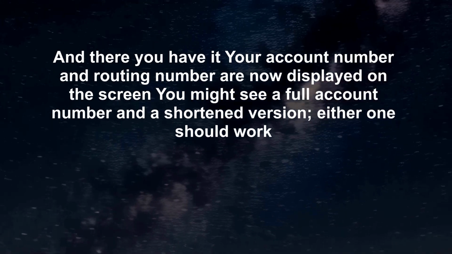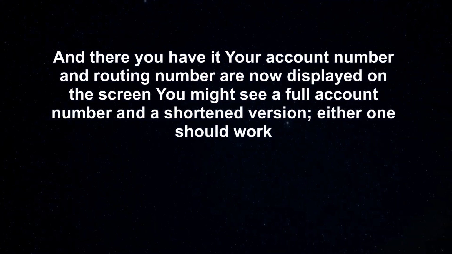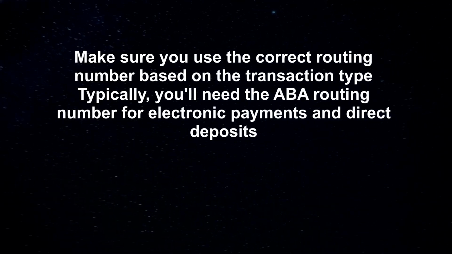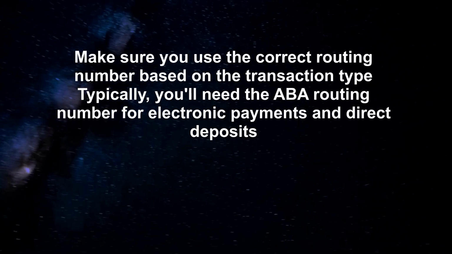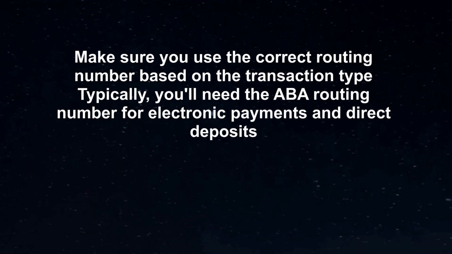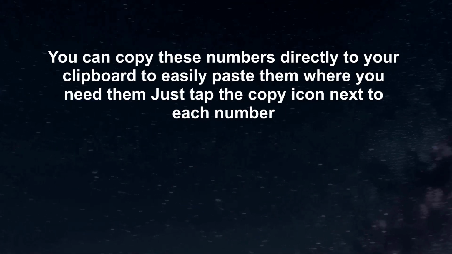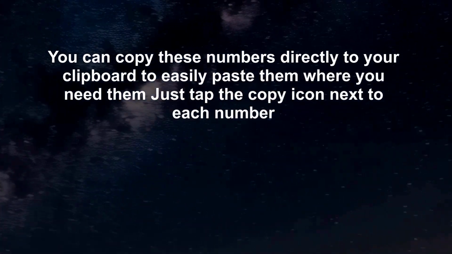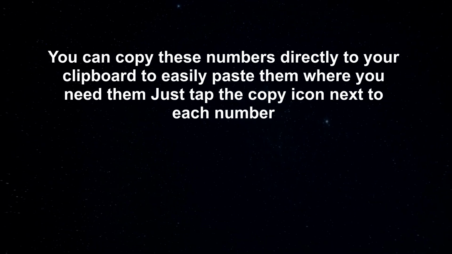You might see a full account number and a shortened version. Either one should work. Make sure you use the correct routing number based on the transaction type. Typically, you'll need the ABA routing number for electronic payments and direct deposits. You can copy these numbers directly to your clipboard to easily paste them where you need them. Just tap the copy icon next to each number.